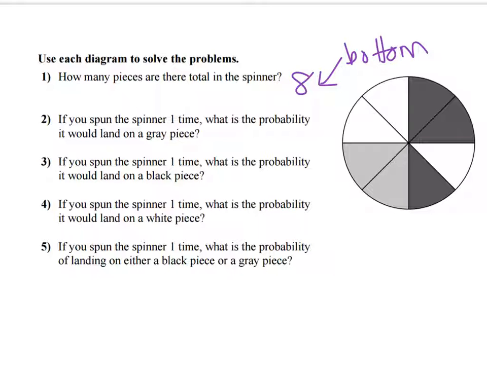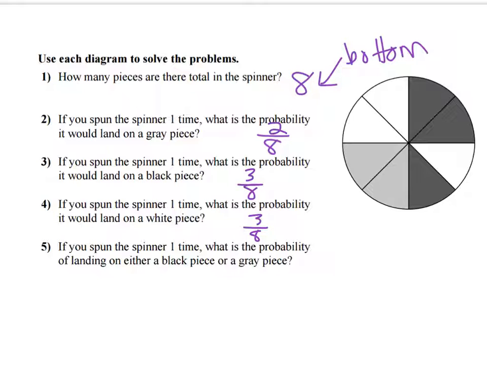If you spun the spinner one time, what's the probability we'll land on a gray piece? Well, there are 2 gray pieces, only 2 of them, so the probability of it being gray is 2 out of the total 8. What's the probability it would land on a black? Well, there's 3 blacks, so that's 3 out of 8. What's the probability it would land on a white? Again, 3 out of 8.